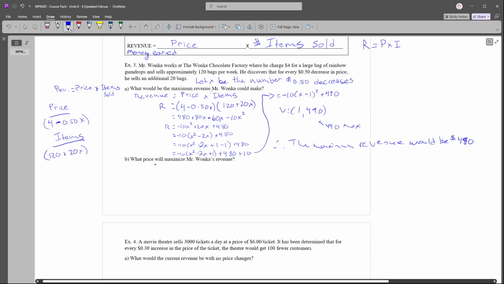Okay. What price will maximize Mr. Wonka's revenue? Well, what do we actually know here? How many decreases do we have? We have one decrease. Decreases. Oh my goodness, can't spell, and it's lagging on me right now again. Let's try this again. So that represents the decreases. Okay? So that means we had one decrease.